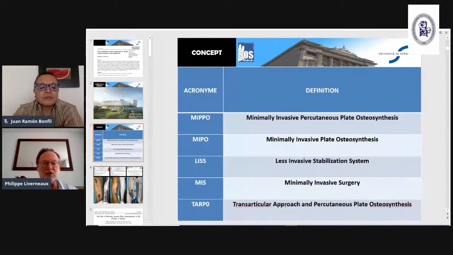Not only in distal radius fractures, trauma surgeons use minimally invasive plate osteosynthesis on legs, as you can see here, on ribs. Can you see this paper?